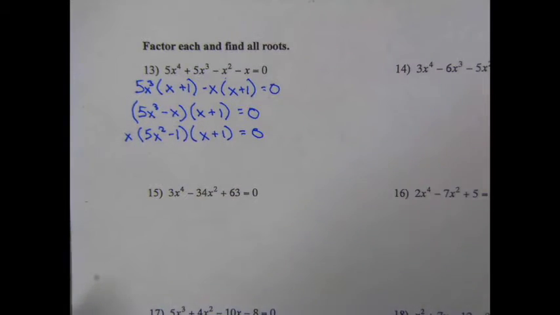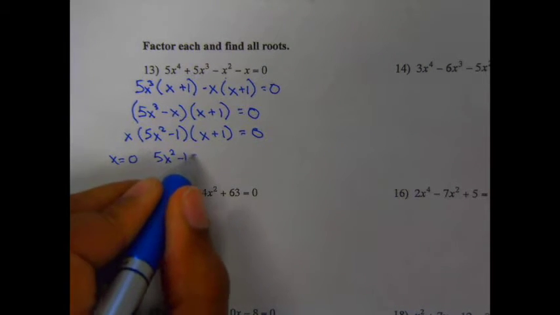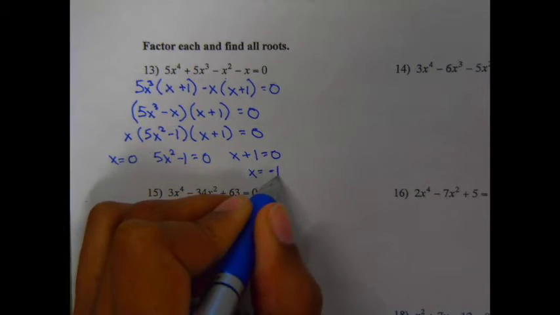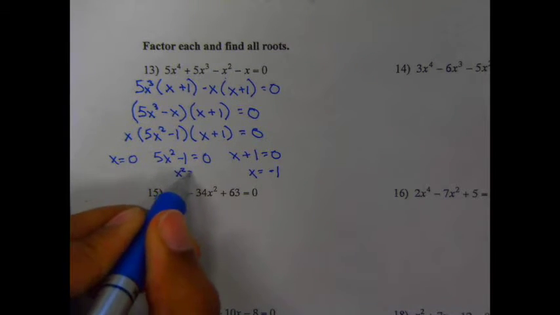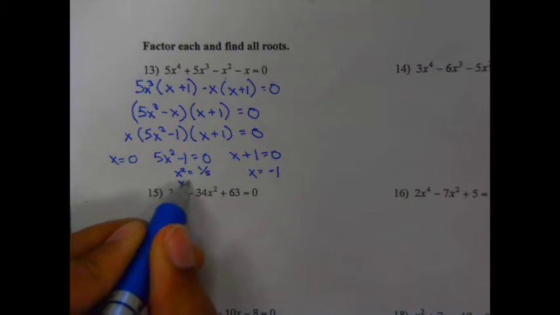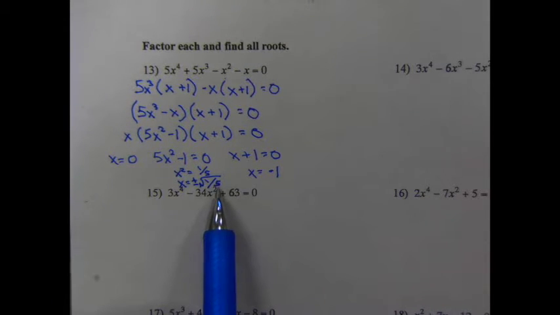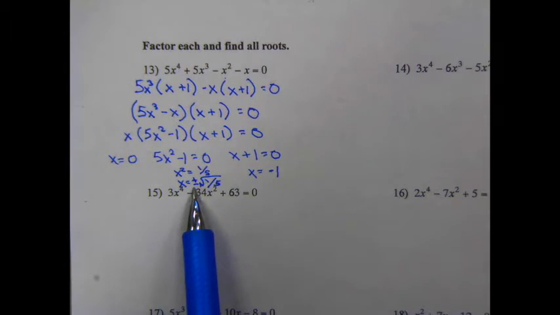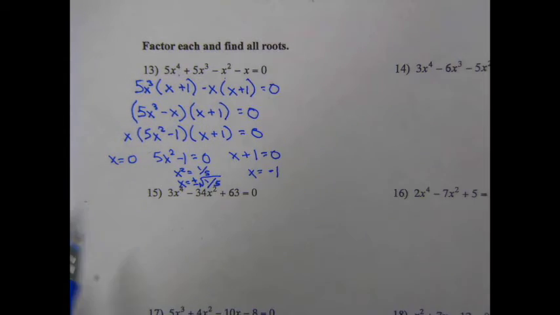Okay, so again, put each part equal to 0. x equals 0. 5x squared minus 1 equals 0. x plus 1 equals 0. So x equals negative 1. x equals 0. And here, we're going to get x squared equals 1 over 5. x equals plus or minus the square root of 1 over 5. Alright, so please notice that we have 4 answers: 0, negative 1, positive square root of 1 over 5, and negative square root of 1 over 5. And so there's a 4th power here, and we're getting 4 answers, 4 zeros for the equation.